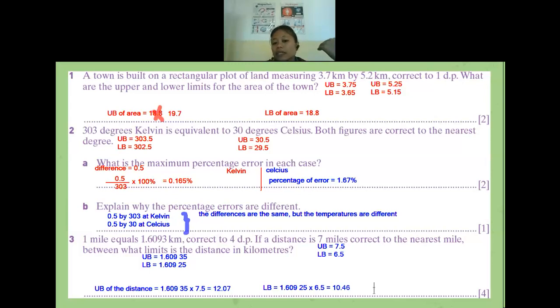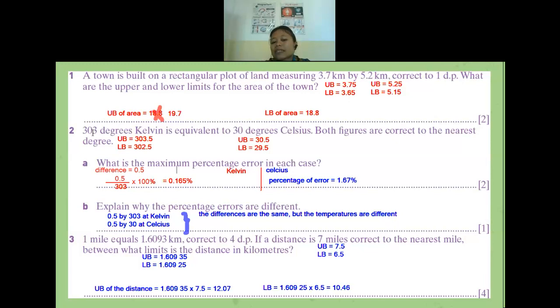Because the percentage of error is always the difference between the number given, the number that we already rounded off, and the upper bound or the lower bound. That's why we need to find the difference first. Here, the 0.5, I got it by 303.5 minus 303. Or if I want to find the difference to the lower bound, it will be 303 minus 302.5. The answer will be 0.5.